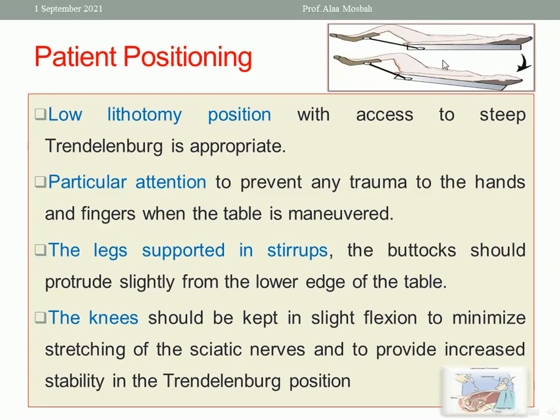Usually we shift to Trendelenburg after insertion of the Veress needle and the first trocar of the laparoscope. Then the secondary trocars are placed while the patient is in Trendelenburg position. But the Veress needle and the first trocar for the laparoscope are placed while the patient is in low lithotomy position. The idea of this position is to shift the intestine away from the pelvis, so a better view of the pelvis is gained.